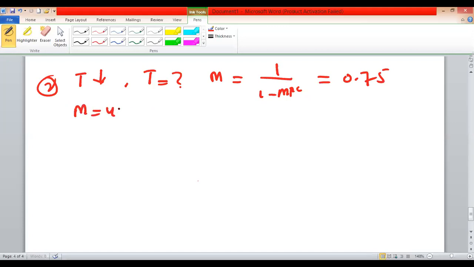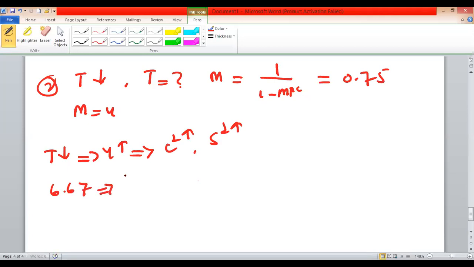Now we know the multiplier value, and we need to know that if the government is going to cut down its taxes, it would raise the income by the amount of the cut in taxes, which will ultimately increase consumption and savings in the economy, right? So let's say government is reducing its taxes by 6.67 billion. So output would increase by 6.67. This 6.67 increase in income would translate into changes in both.